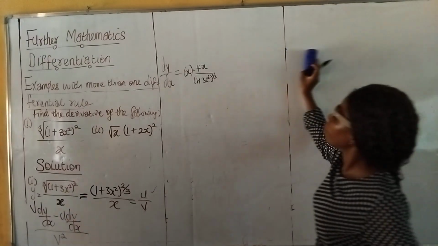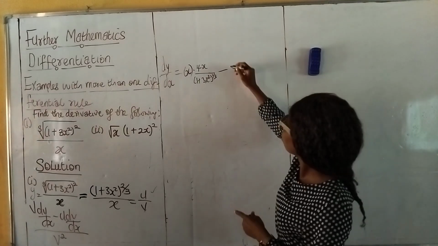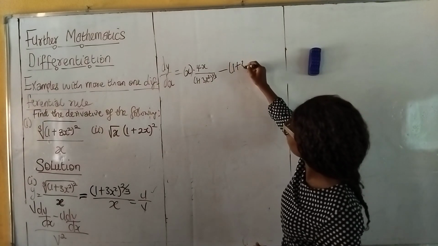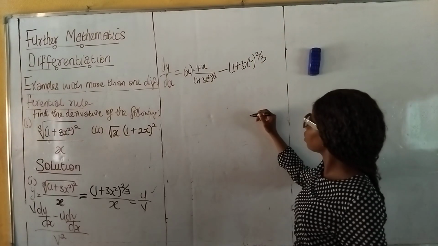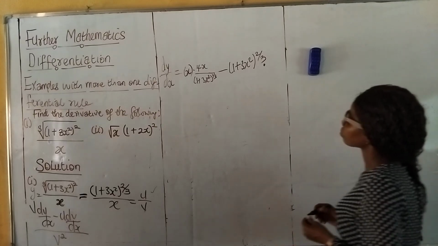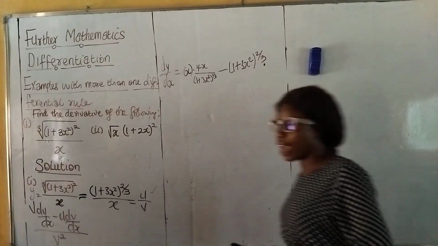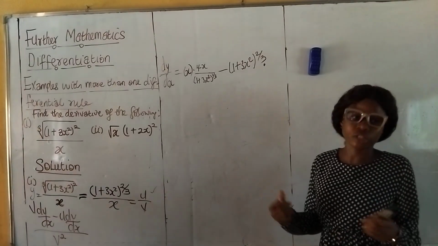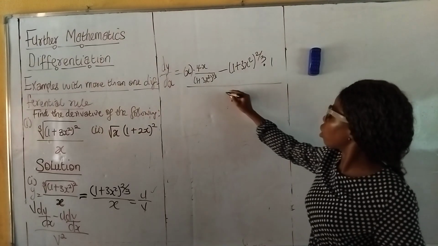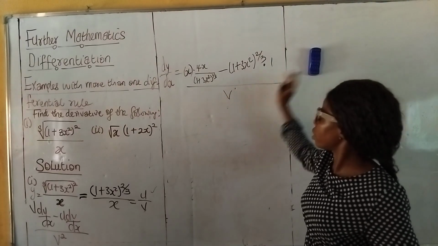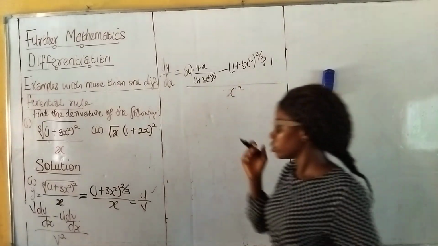So now minus u. My u is this, 1 plus 3x squared raised to the power of 2 over 3, times dv dx. The v is x, so differentiate x, you get what? 1. Everything all over what? v squared. Our v is x, so it is x squared. Let us continue.